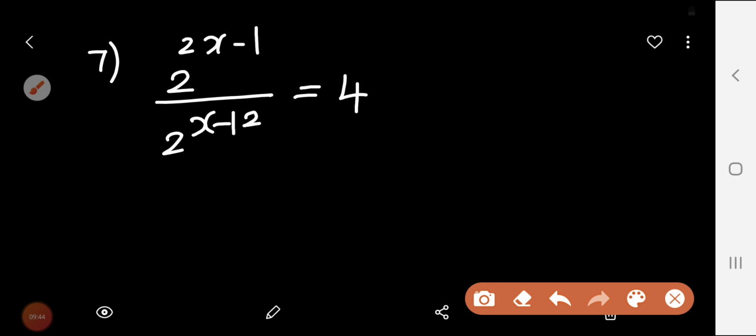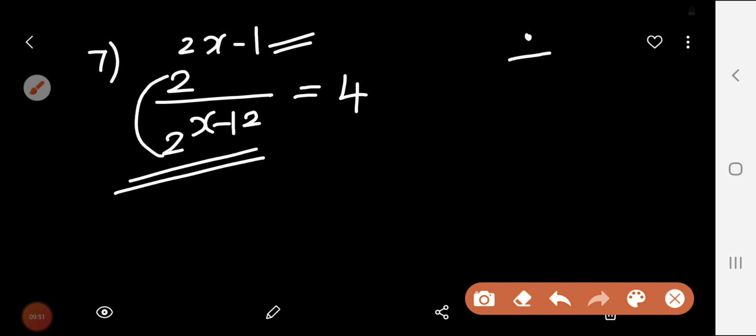Hope you understand. Next subdivisions 2 and 3, do as your homework. Next, question number 7. The given question is solve for x. 2 power 2x minus 1 divided by 2 power x plus 2 equal to 4. Here the term is in the denominator and the numerator has the same base.